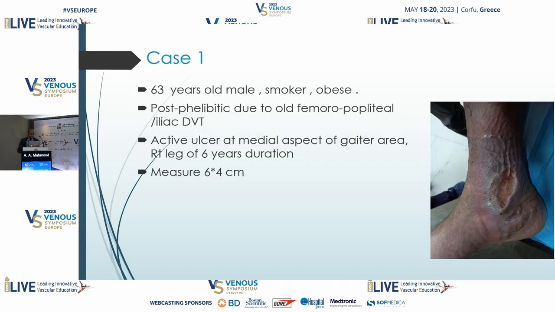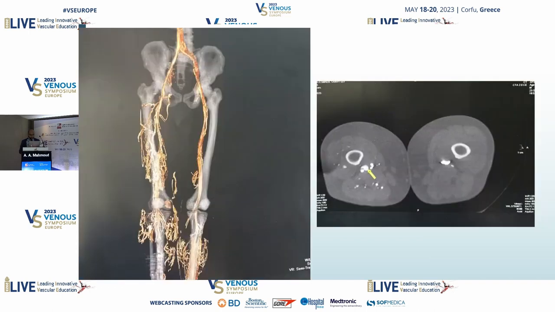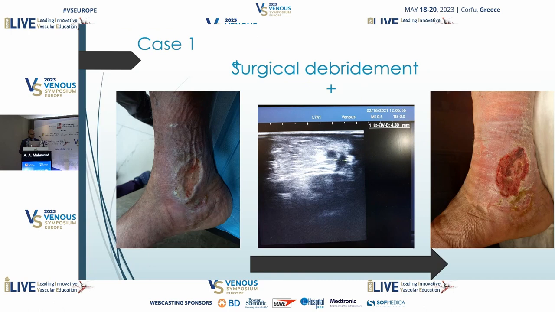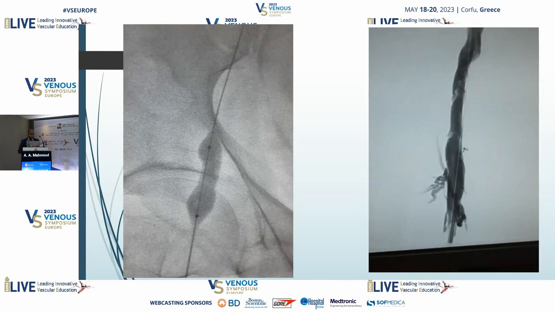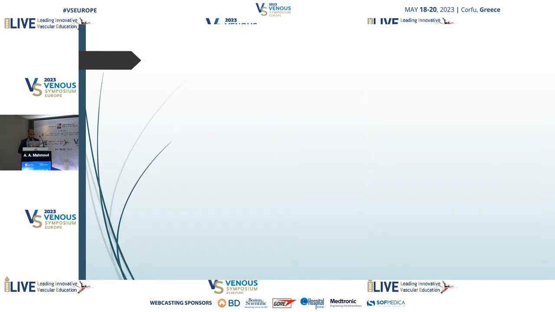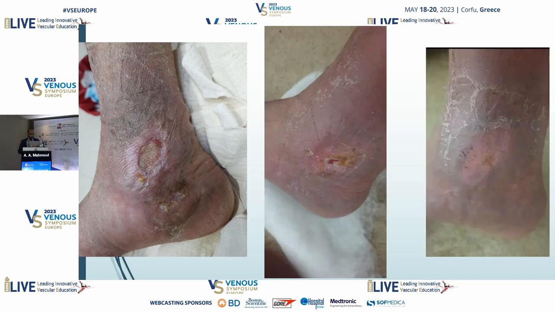Like in this case, we have type 5, a 63 years old, post-thrombotic due to old femoropopliteal and iliac DVT. And we have poor inflow, and we had tried surgical debridement and perforator injection, but it doesn't heal. Later on, we gained access from the popliteal vein and did dilatation of the femoropopliteal axis, which made the wound heal.